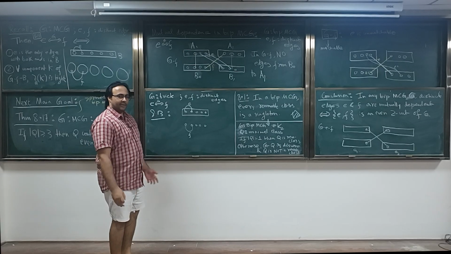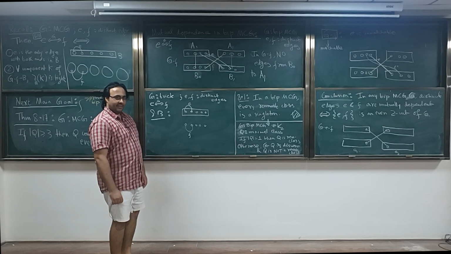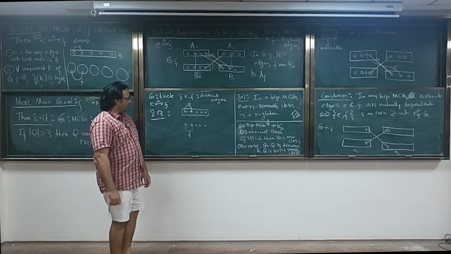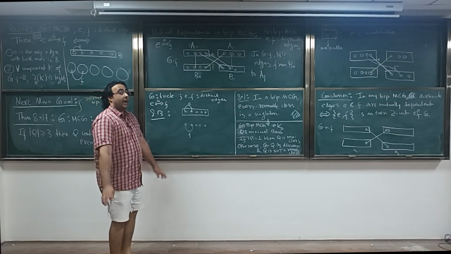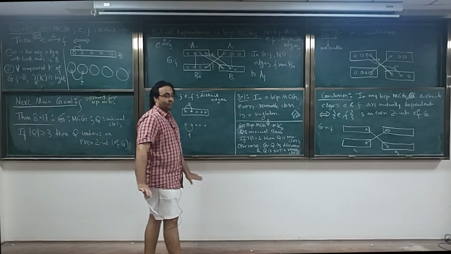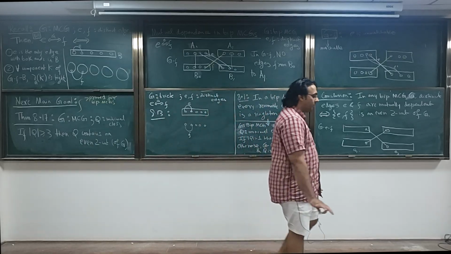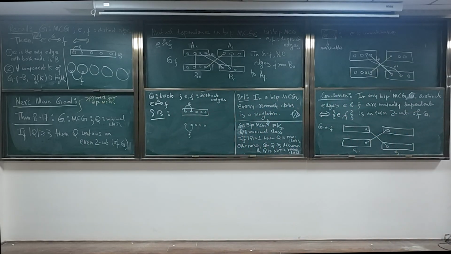This is very close to being bipartite. You remove the two edges E and F, and now what you have is a bipartite graph. It may not be matching covered, that's okay. But it is bipartite.